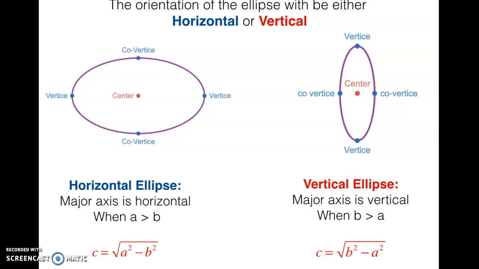And again, you'll have to choose which C equation to use, and you will make sure that whatever is inside the radicand stays positive. So if A is greater than B, you do A squared minus B squared. If B is greater than A, then you do B squared minus A squared.